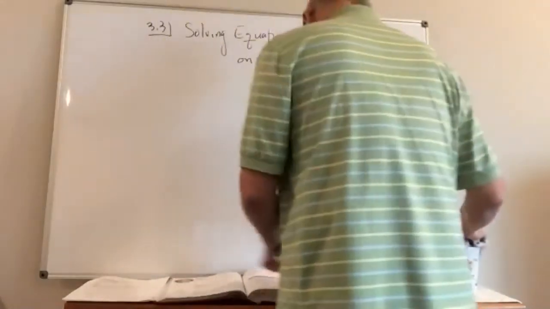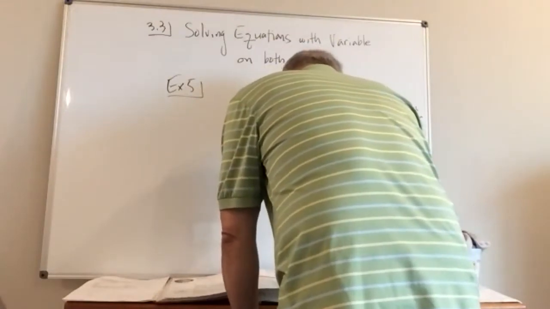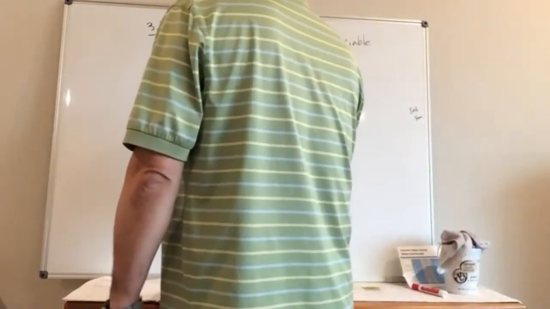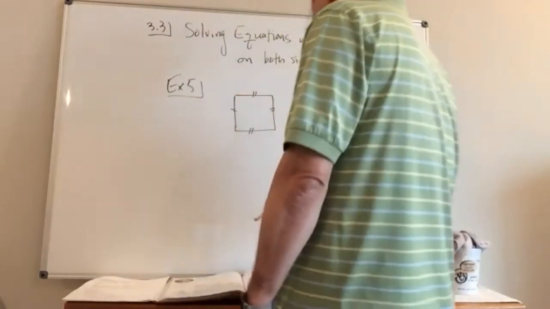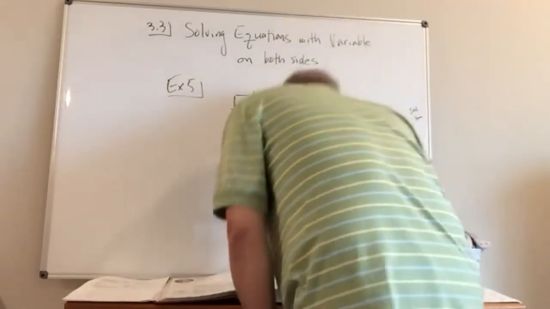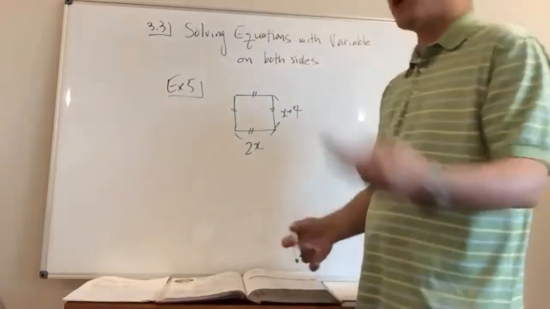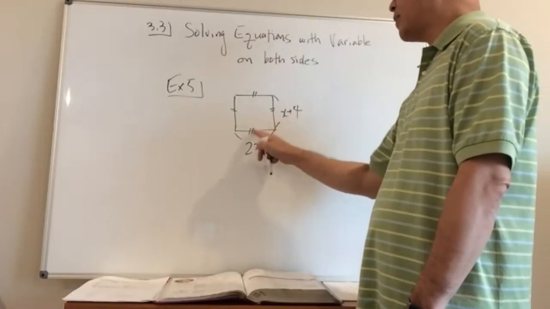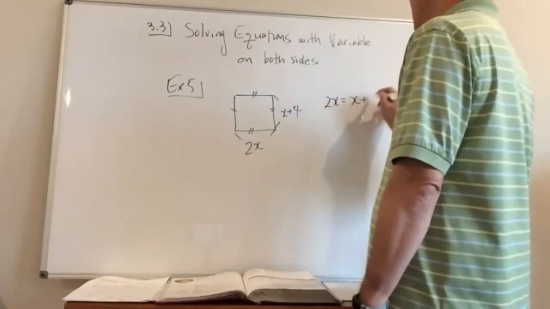Okay, last but not least, let's go to example number 5. In example number 5, I have: find the perimeter of the square. So this is a square, which means that all 4 sides are equal. But it's telling me that this side is 2x, and this side is x plus 4. Since it's a square, this side and this side have to be the same length. In other words, 2x is equal to x plus 4.